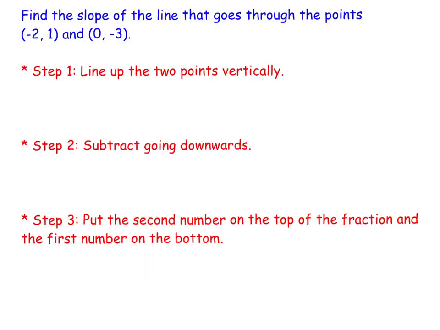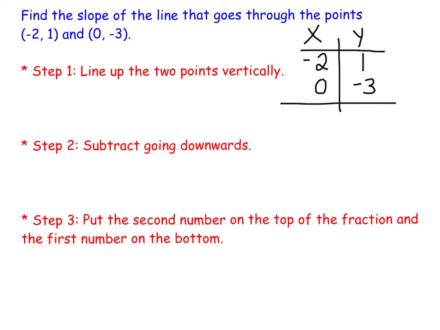Let's go ahead and try another one. Find the slope of the line that goes through the points (-2, 1) and (0, -3). First, go ahead and line up the 2 points vertically. So -2, 1, and 0, -3. Remember, x is for our first column, y is for our second column. Now step number 2 is to subtract.